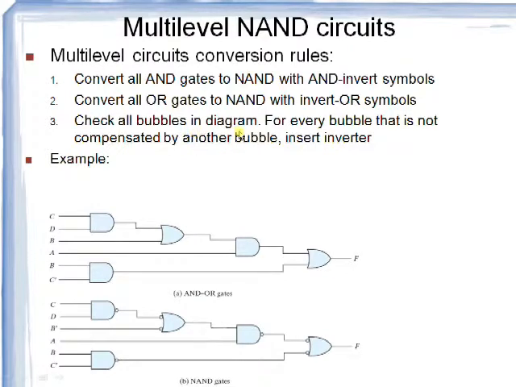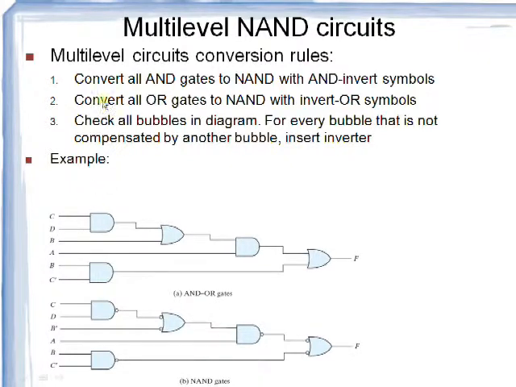Check all bubbles in the diagram. For every bubble that is not compensated by another bubble, insert an inverter. It is similar to eliminating the double inversions, or else we have to include one more inverter when we have only one bubble. Okay, so this is an example circuit.